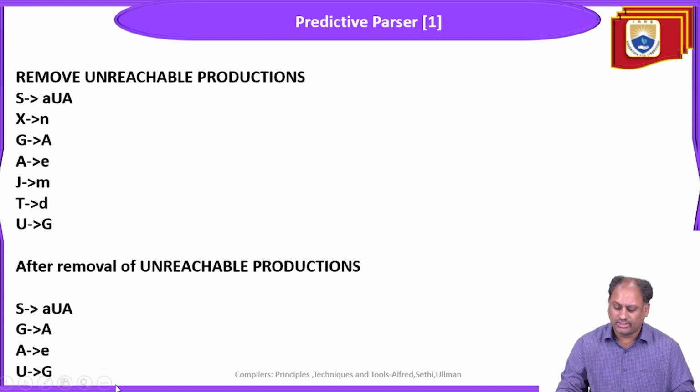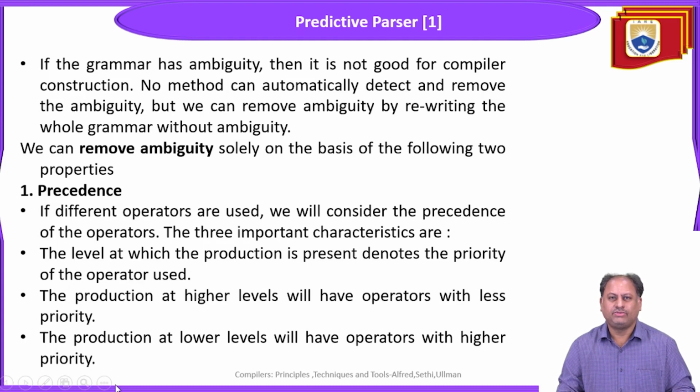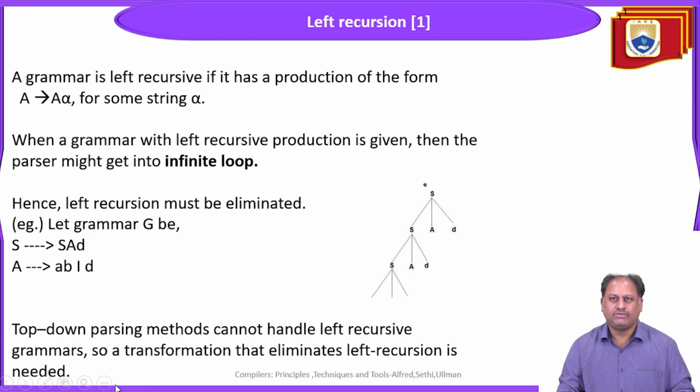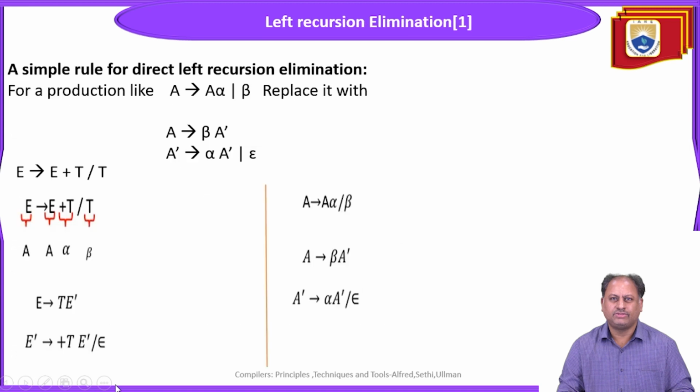Unreachability is eliminated. And we have to verify the considerations of ambiguity by implementing precedence, that is lower priority and higher priority, the operator levels. Associativity also comes into this, that is left to right and right to left, and then we perform left recursion elimination in the implementation. We have seen one example, which is to be verified with the corresponding grammar.